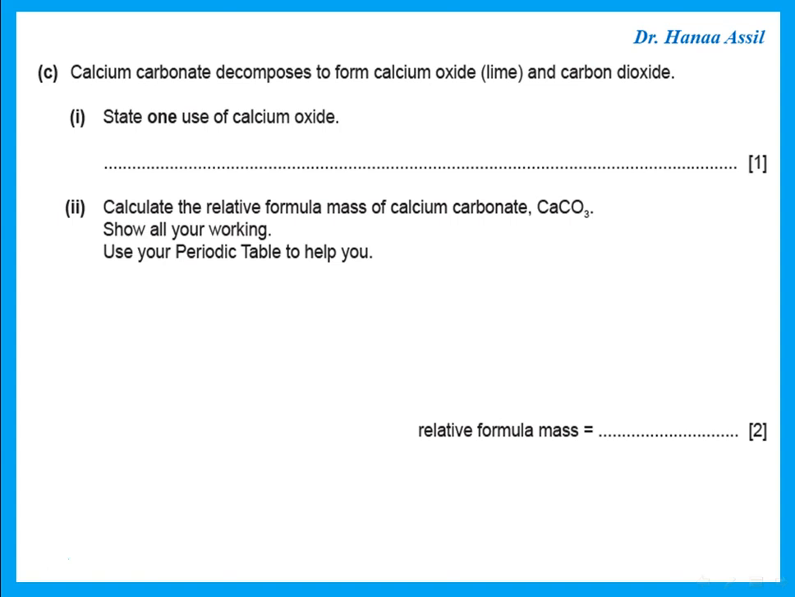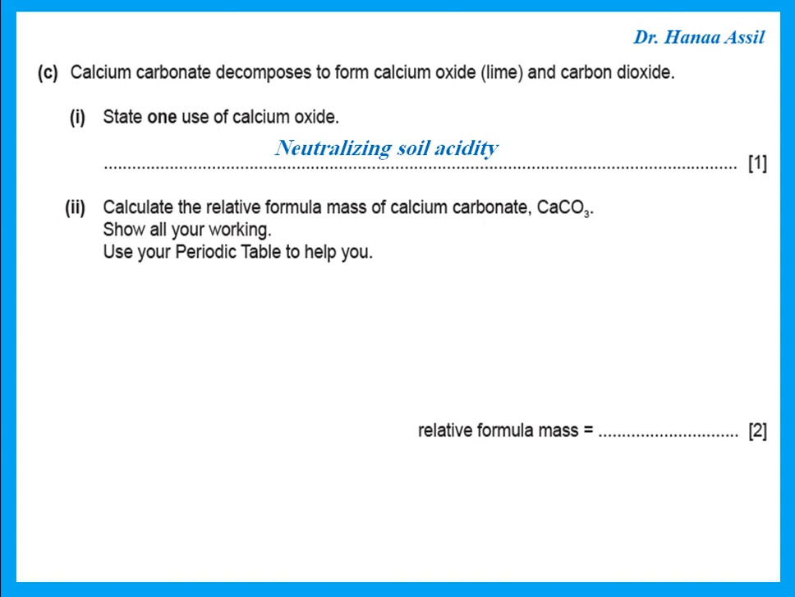Calcium carbonate decomposes to form calcium oxide and carbon dioxide. State one use of calcium oxide. You should know that calcium oxide is a base, so we use it to neutralize anything that's acidic. For example, we use it in neutralizing soil acidity, or we could say we use it in neutralizing acidic waste in industry. So a use for calcium oxide is neutralizing soil acidity.